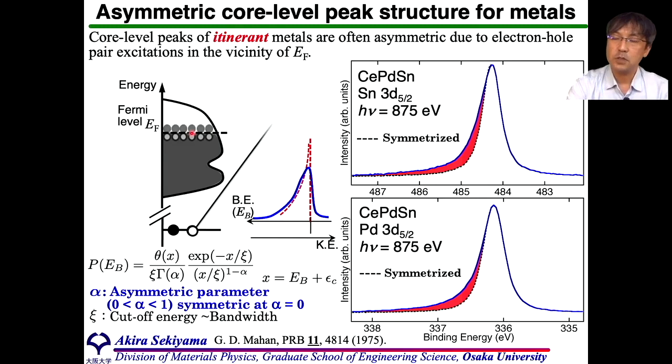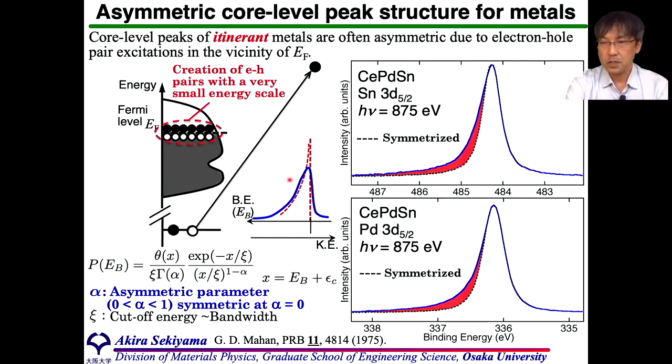The number of electron-hole pairs is unknown, but there are many possibilities: one pair, two pairs, three pairs, or something like that. Such a situation is described by this formula. Alpha stands for the asymmetry factor. When alpha is 0, the peak is symmetric, while when alpha is near 1, the peak structure is strongly asymmetric. This xi indicates the so-called cutoff energy, which is comparable to the bandwidth of the valence band.